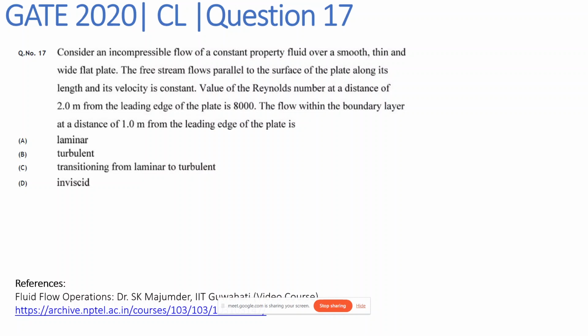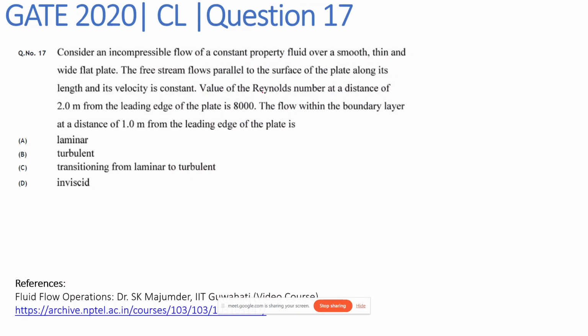Now let's take a look at this question. So now the questions will be related to the boundary layer. In this question, we have been given: consider an incompressible flow of constant property fluid over a smooth, thin, and wide flat plate. The free stream flows parallel to the surface of the plate along its length, and the velocity is constant.